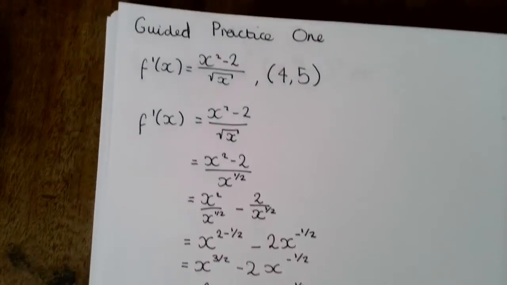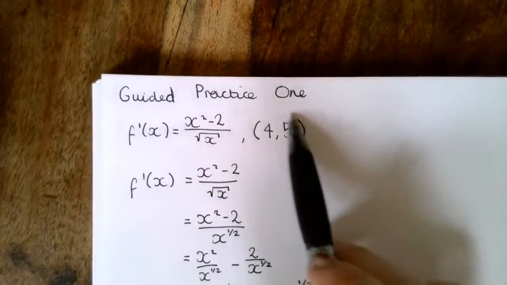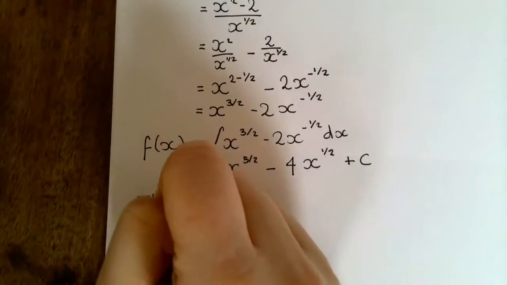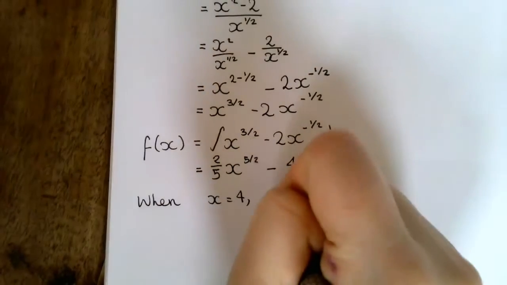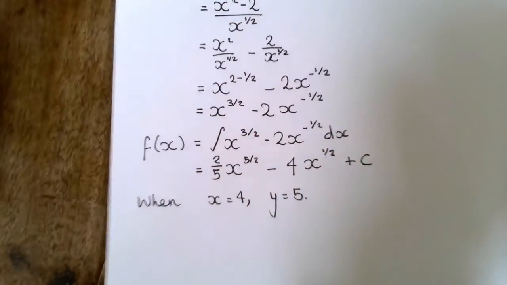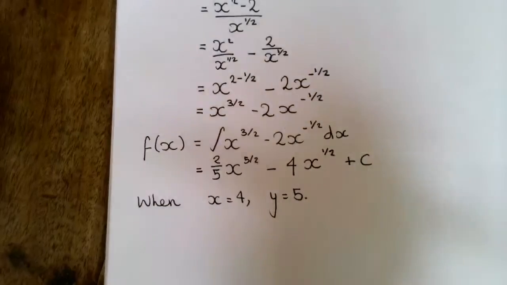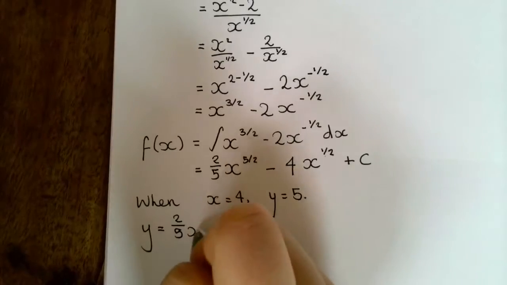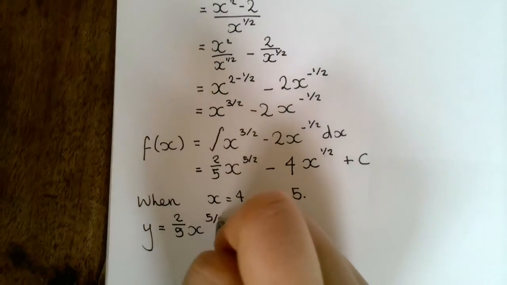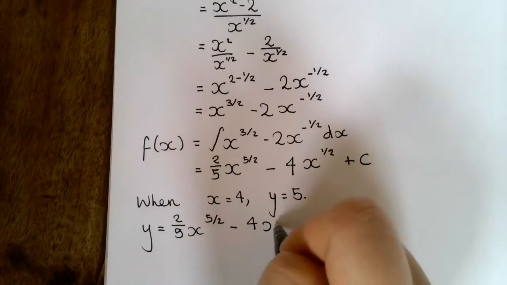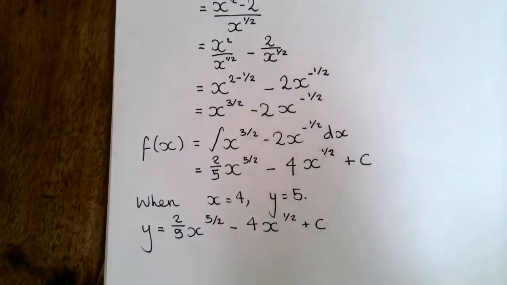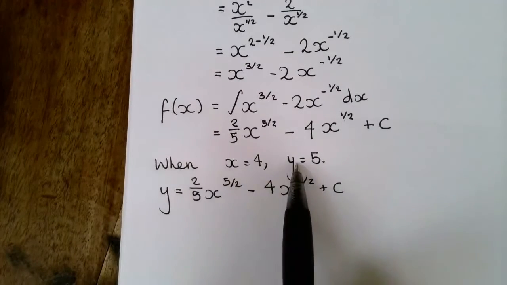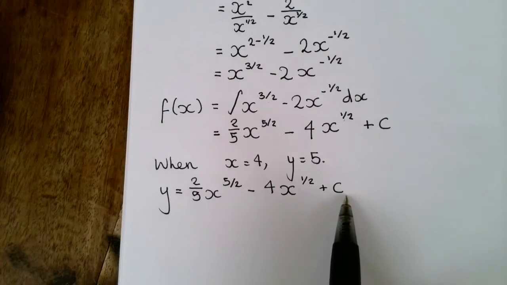Now we were told that our curve goes through this point here. So we know when x equals 4, y equals 5. We've just integrated our function to find that the curve is equal to 2/5 x to the power of 5 over 2, subtract 4x to the power of a half, plus that constant. Using the information we are given here, that coordinate, we can now find a value for that constant.